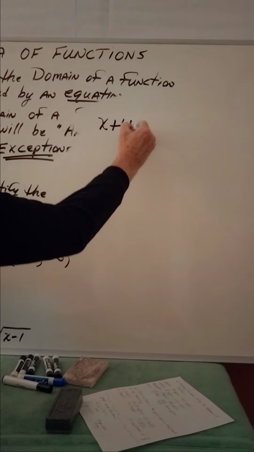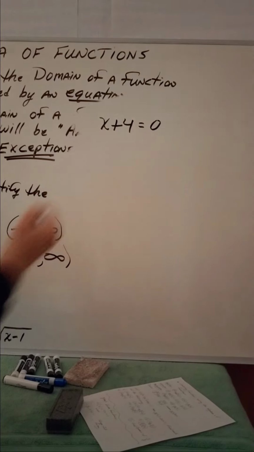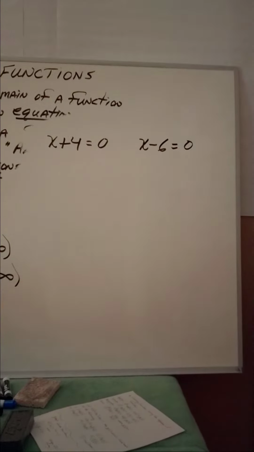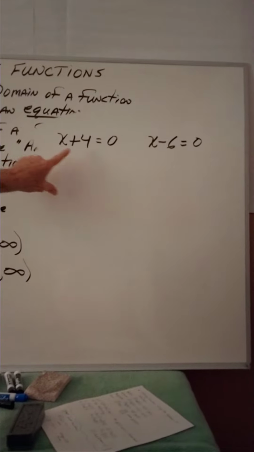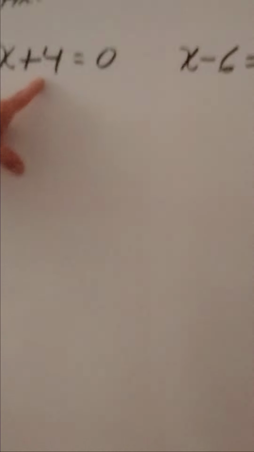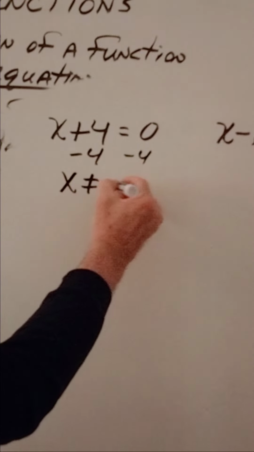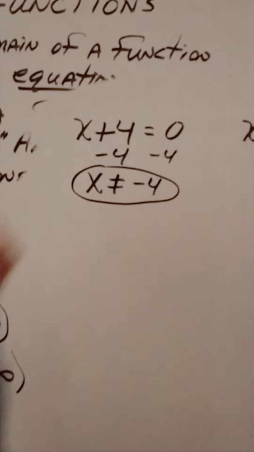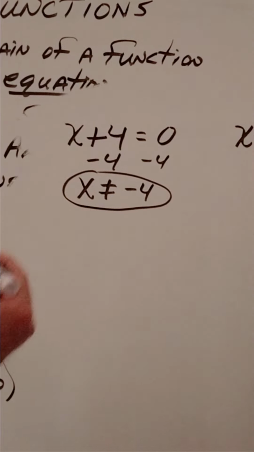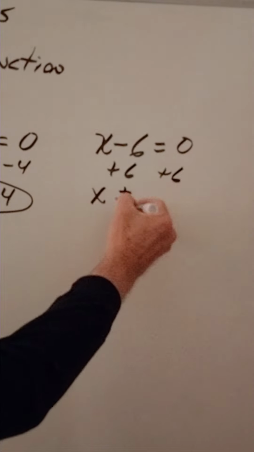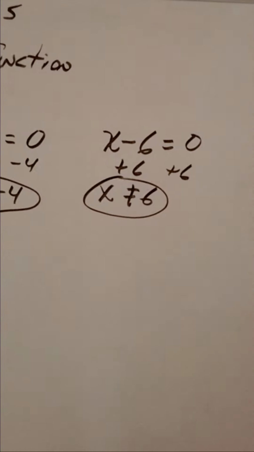X plus 4, set it equal to 0. And x minus 6, set it equal to 0. Let's identify our first restriction, our first exclusion of domain. Negative 4: x cannot be equal to negative 4. So that's a number that cannot be a part of the domain. Positive 6: x as well cannot be equal to 6.